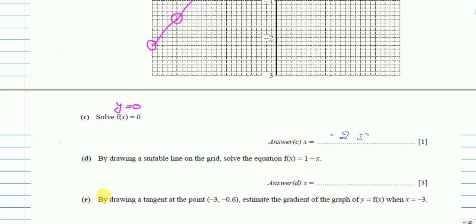For this one, by drawing a suitable line on the grid, solve the equation f of x is equal to 1 minus x. Okay, again we have to solve using the graph. So first of all we will draw the line, and wherever it intersects with our original line, that will be our answer. So first we have to draw the line y is equal to 1 minus x. I said f of x is exactly the same as y. Now for this type of equation all I need is 2 points to make a line. This is a linear equation in the form y equals mx plus c. You might remember that.